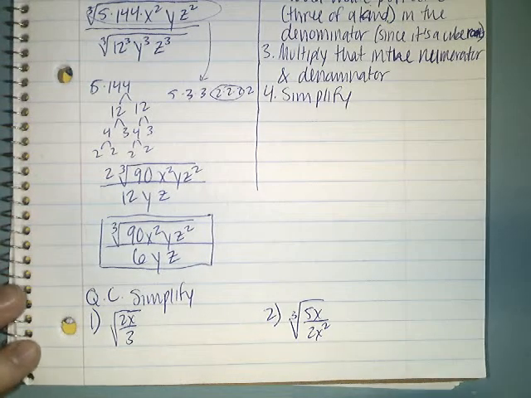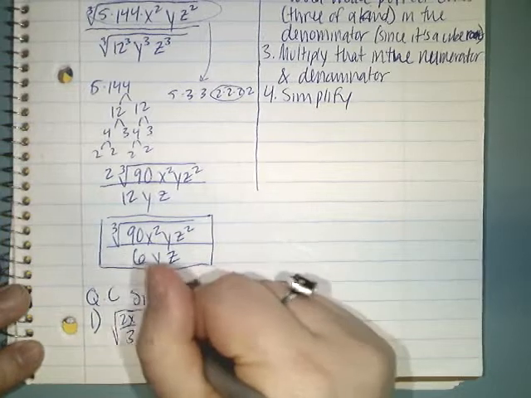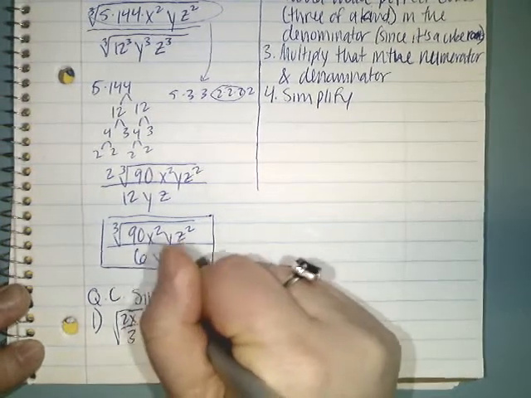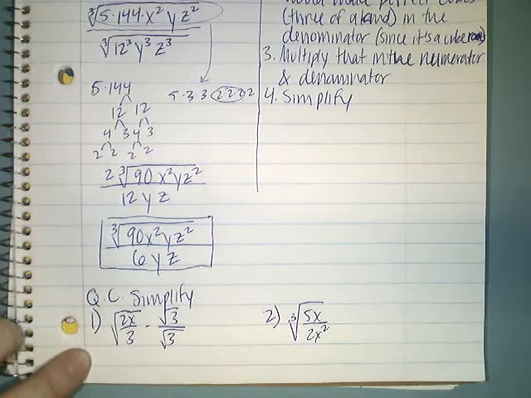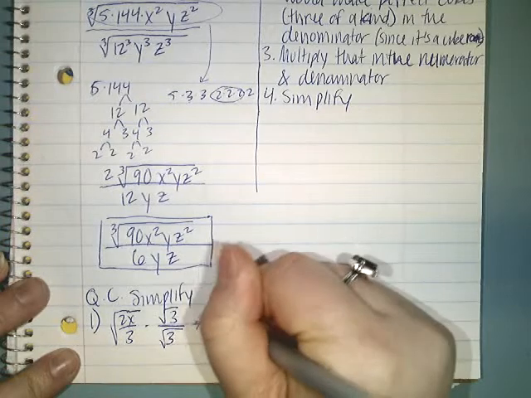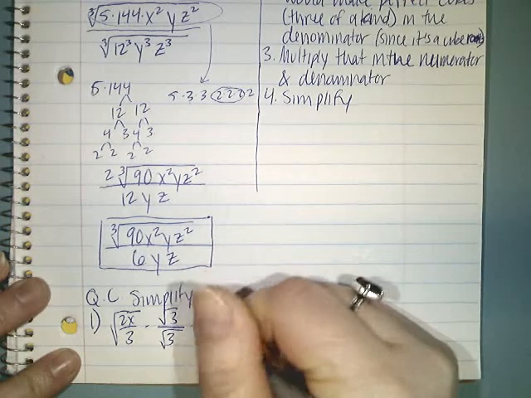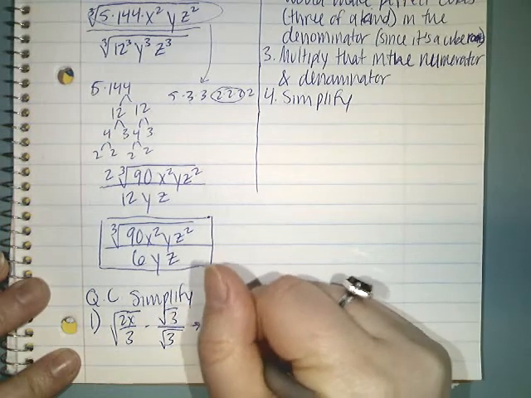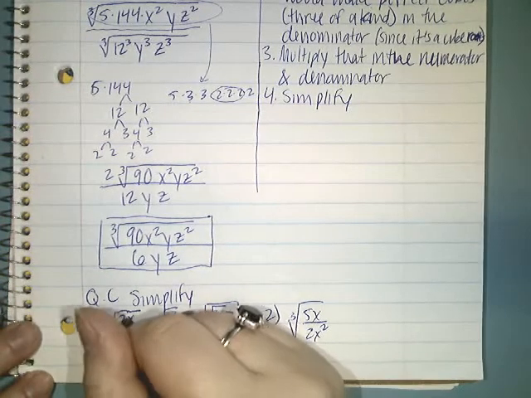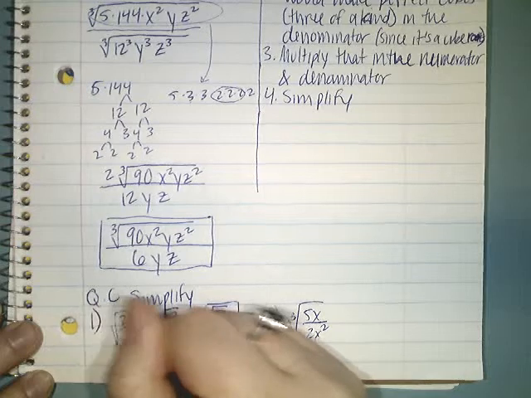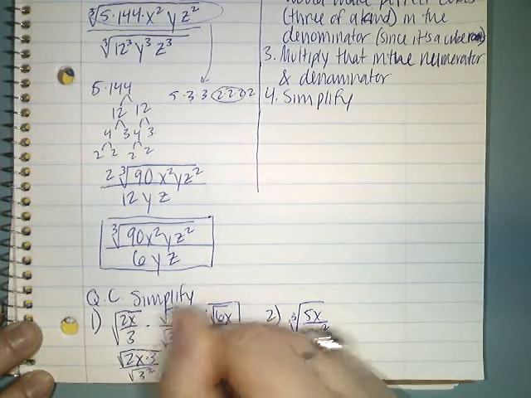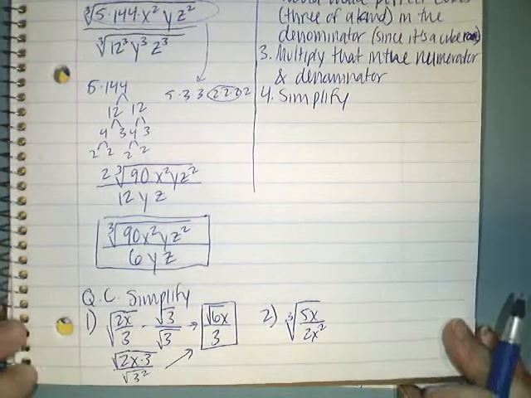I'm going to go over them now. So this is a square root. I only need a pair to get rid of it. So I'm going to multiply by the square root of 3 over the square root of 3 because I just need to get rid of that 3 under the square root. I end up with the square root of 6x over the square root of 3 squared, which is just 3. So again, I'll show the in-between step. I had 2x times 3 over the square root of 3 squared, which brought me to that value.